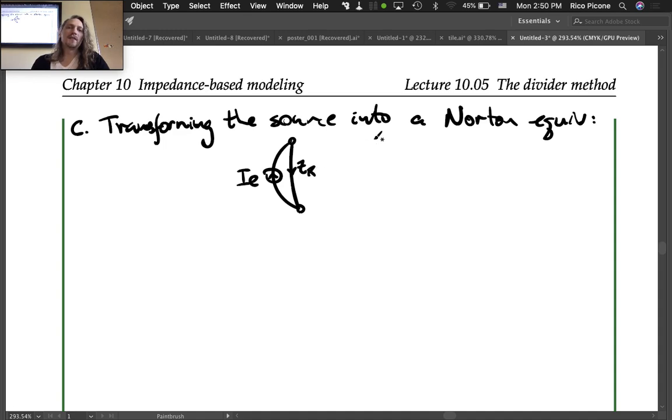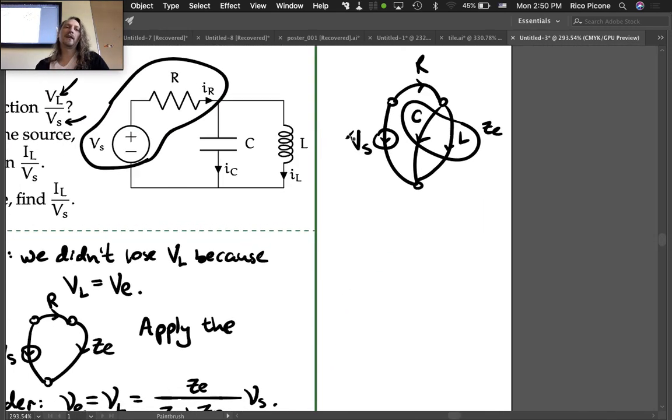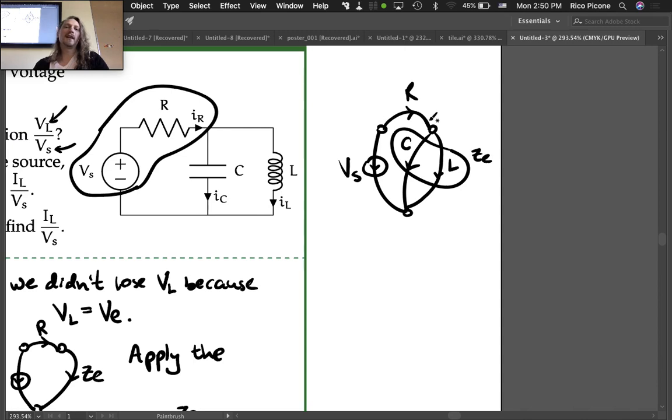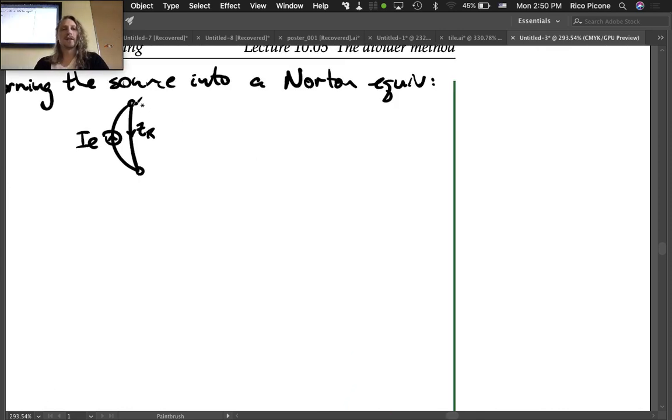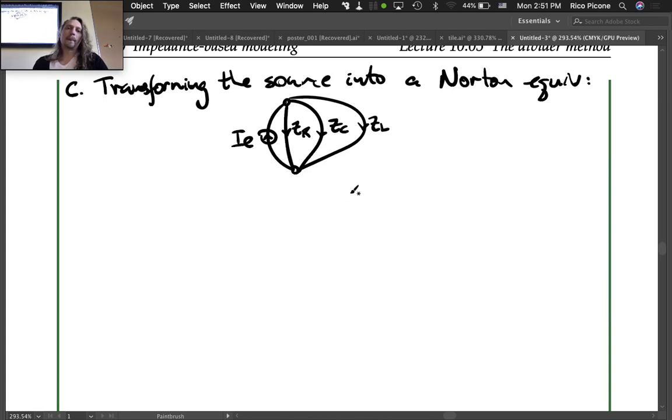Well, can we make the jump that this is just ZR? You guys see that? I had VS and R, and so it was VS and ZR. If I convert that into a Norton equivalent, then they're parallel, and it's the same impedance. Remember, we said that it's the same impedance, Norton or Thevenin representation. So this is just ZR. And I also have my ZC and my ZL still. So this is a through variable divider.